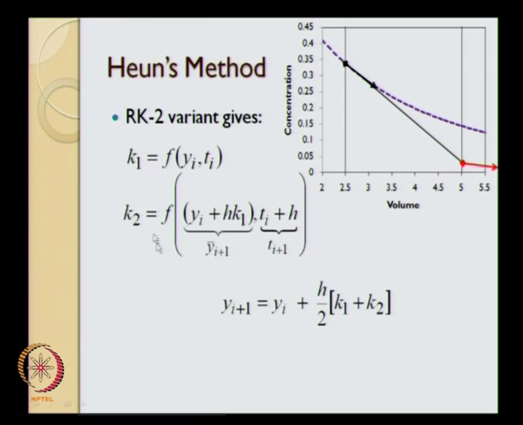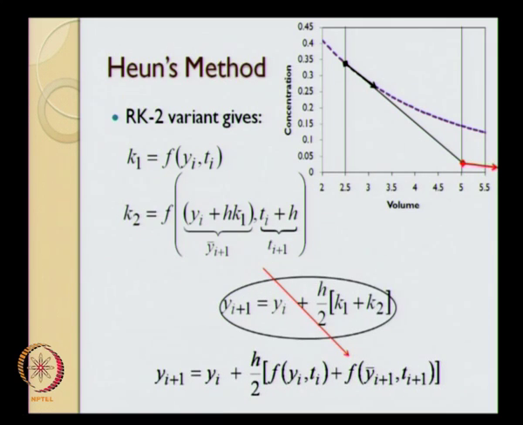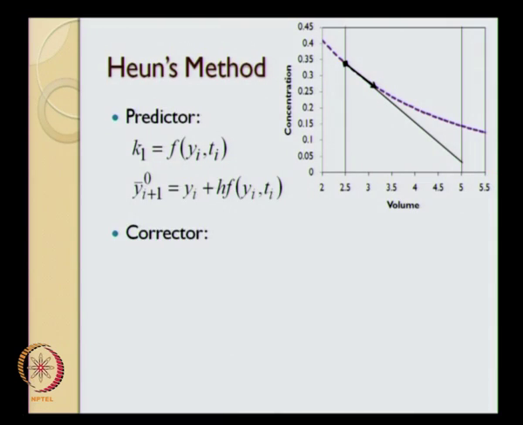Okay, so in the predictor-corrector form, instead of writing yi plus 1 equal to yi plus h by 2 times k1 plus k2, we will write yi plus 1 equal to yi plus h by 2 times f of yi, ti plus f of y bar i plus 1, ti plus 1, where y bar is the predicted value yi plus h times k1. So this is the predictor-corrector variant.